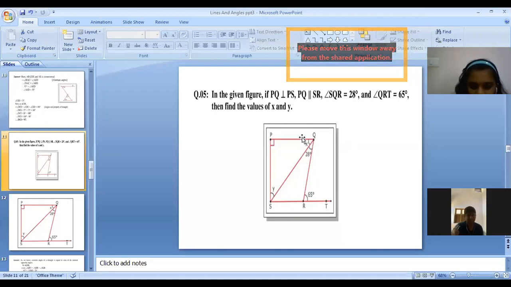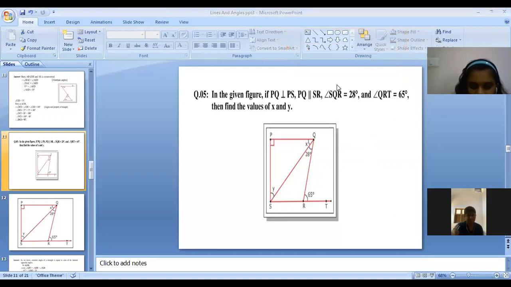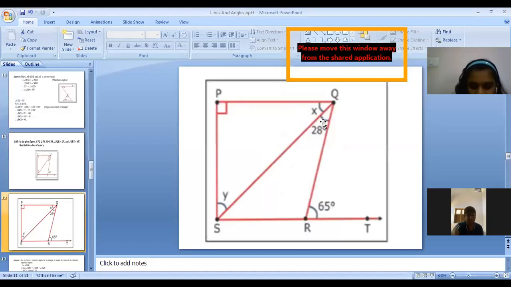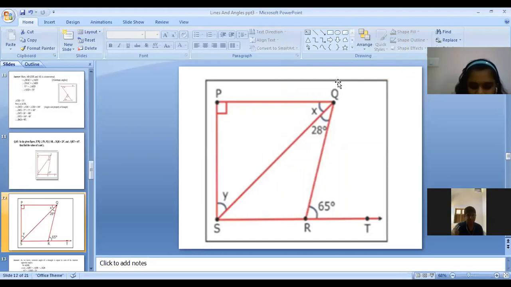How to find the value of X here? Please observe this figure and tell me. Ma'am, since PQ and ST are parallel, then QR is a transversal, right? Let me enlarge that figure. Yes, QR is a transversal because this line intersects these. So that means angle QRT is equal to PQR.